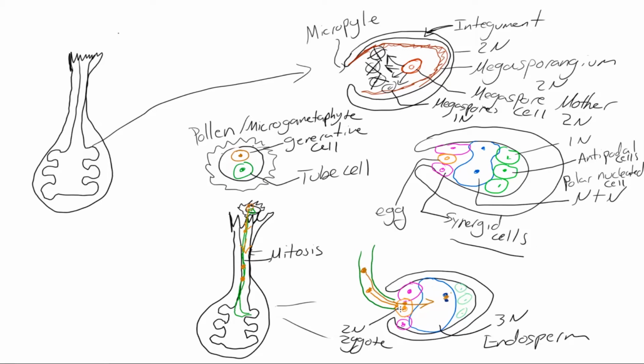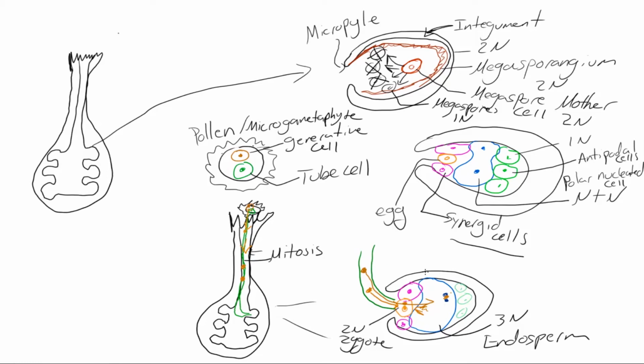Okay, so after fertilization, we have this 2N zygote, which will become the parent plant, the parent sporophyte, and we have this 3N endosperm. What the endosperm is going to do is provide nutrition to the zygote. So that is where the nutrients inside the seed are going to come from, is from this endosperm.